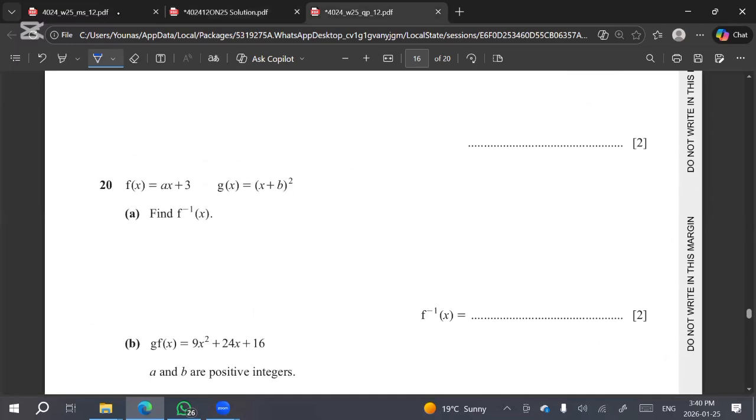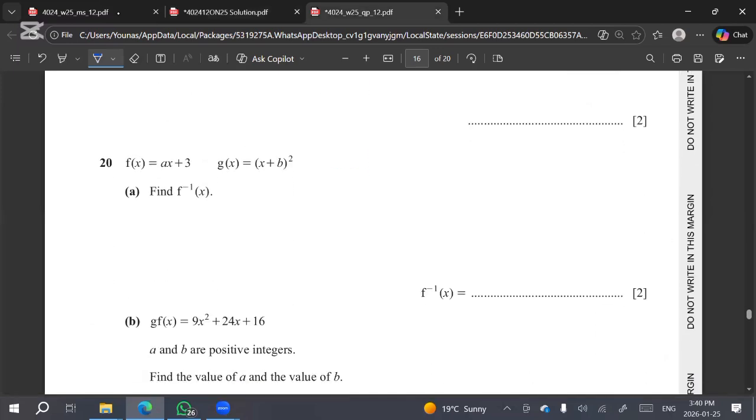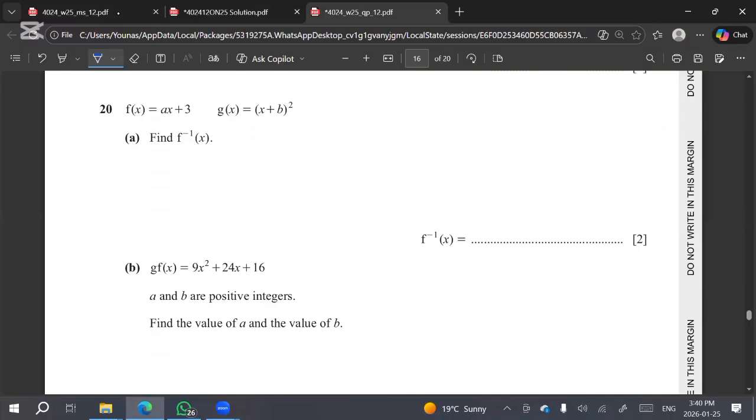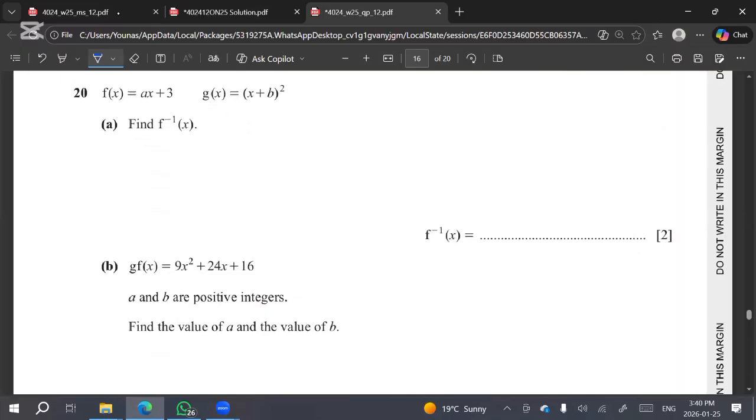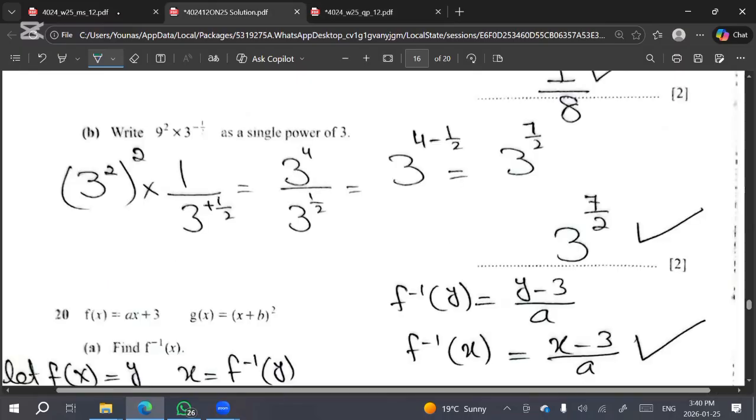Then we have the next question, which is the question number 20, and its A part. We have f of x is given, that is equal to ax plus 3. G of x is also given, that is x plus b whole square. Their question is find the f inverse of x. So if you want to find out the inverse of the x, the method is very, very simple.